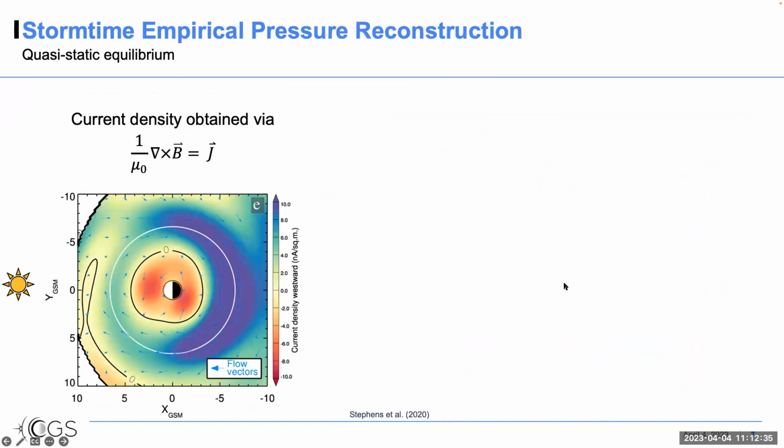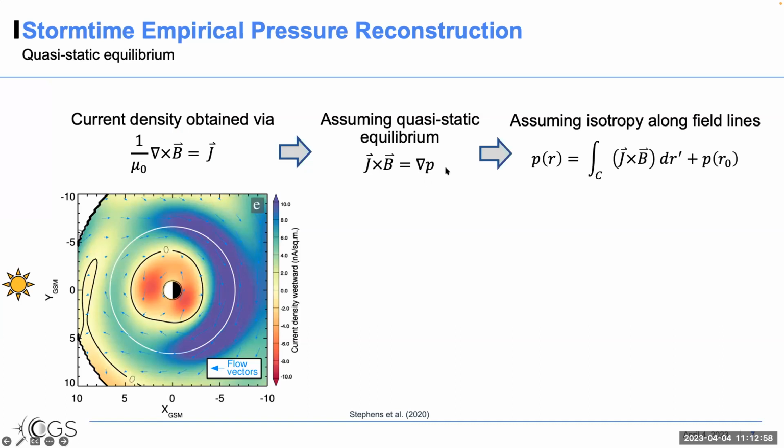And so to get to the pressure, there are a couple more steps involved. The first step is to very simply take the curl of the magnetic field to get your current density. And then from there, you can assume a quasi-static equilibrium so that you have your Lorentz force balance with your gradient of pressure. And this is a gradient of pressure, but we need to get to the actual pressure itself. So one method of going about this is to integrate this quantity and assume isotropy along field lines.